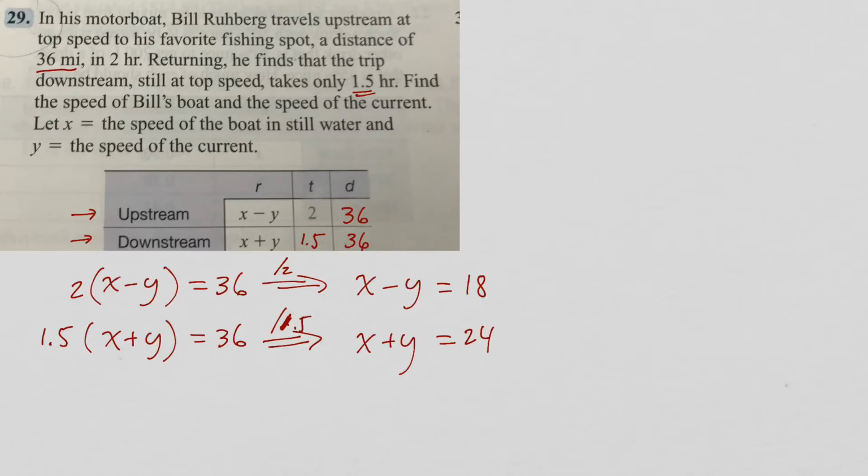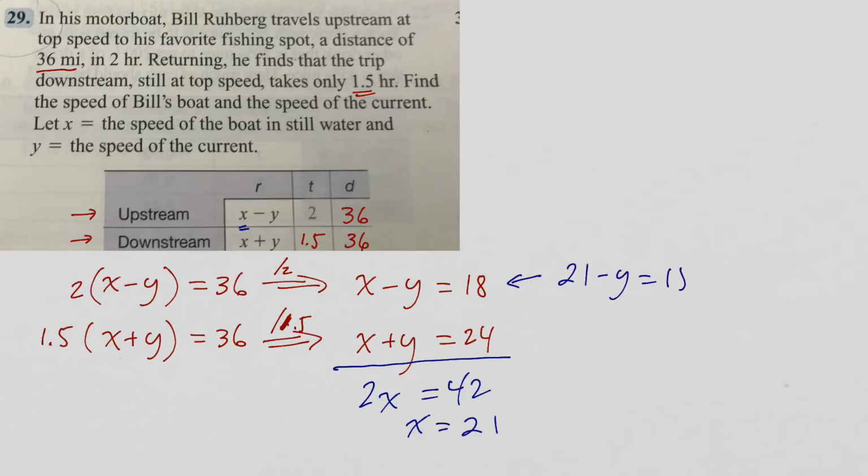Now we can see that we have equal but opposite y's, so we can just add these together and eliminate the y's. So we'll get 2x is equal to 42, so x is equal to 21. That tells us the speed of the boat in still water. Now if we want to find y, we say 21 minus y is equal to 18, so negative y is equal to negative 3, so y is equal to 3.